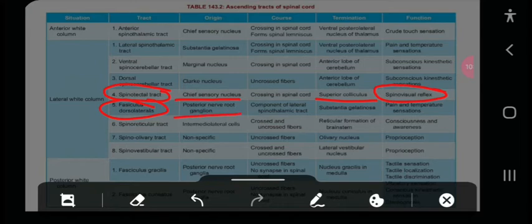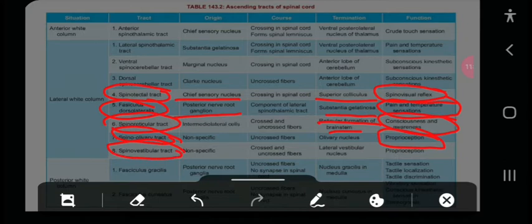ganglion, components of lateral spinothalamic tract, substantia gelatinosa, pain and temperature sensation. Spinoreticular tract, intermediolateral cells, crossed and uncrossed fibers, reticular formation of brain stem, consciousness and awareness. Spino-olivary tract, non-specific uncrossed fiber, olivary nucleus and proprioception. Spinovestibular tract, non-specific crossed and uncrossed fiber, lateral vestibular nucleus, proprioception.